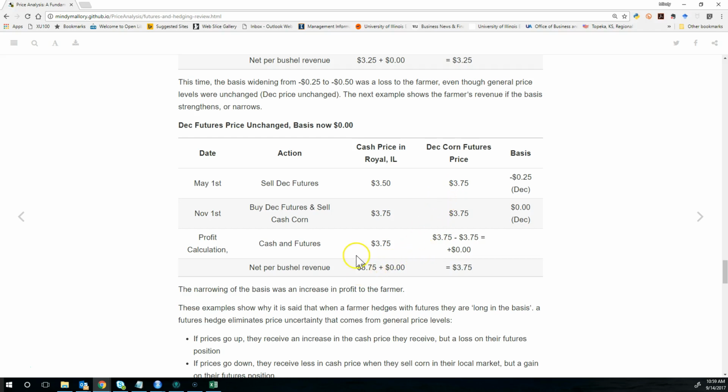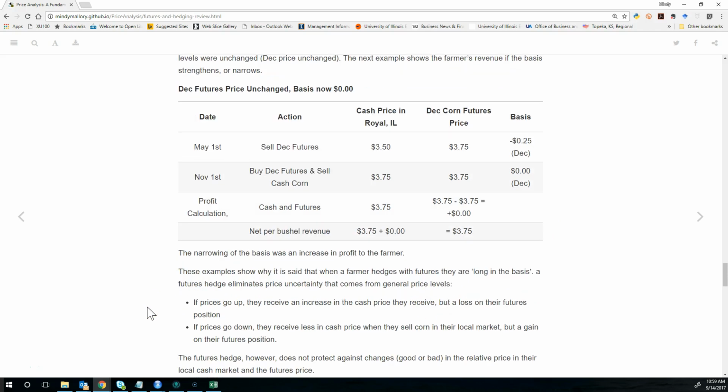So his net revenue per bushel is $3.75, that's this price, plus 0, that's this price. Notice that is 25 cents stronger than the $3.50 he saw on May 1st, and that exactly comes from this 25 cents strengthening in the basis. So a narrowing of the basis or an increase in the basis will always be an increase in profit to the farmer who hedged with futures. Because of this phenomenon, sometimes it's said that farmers who hedge are long in the basis. They'll always make money when the basis increases.